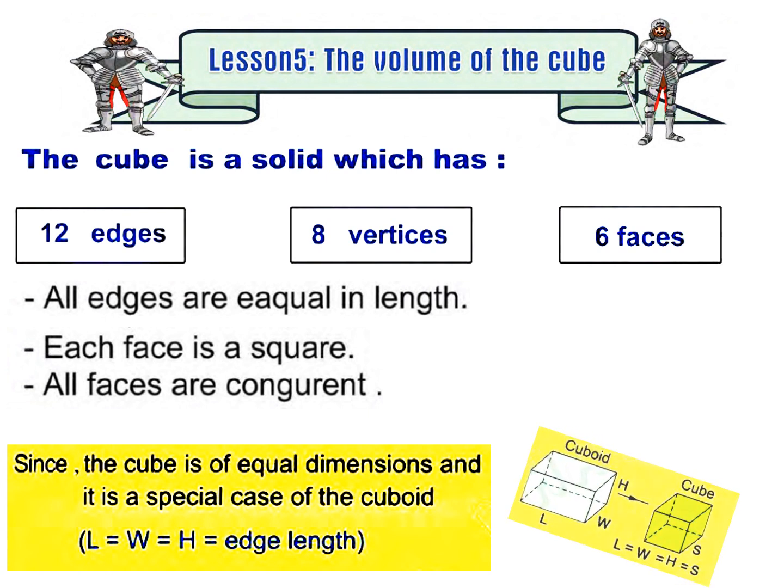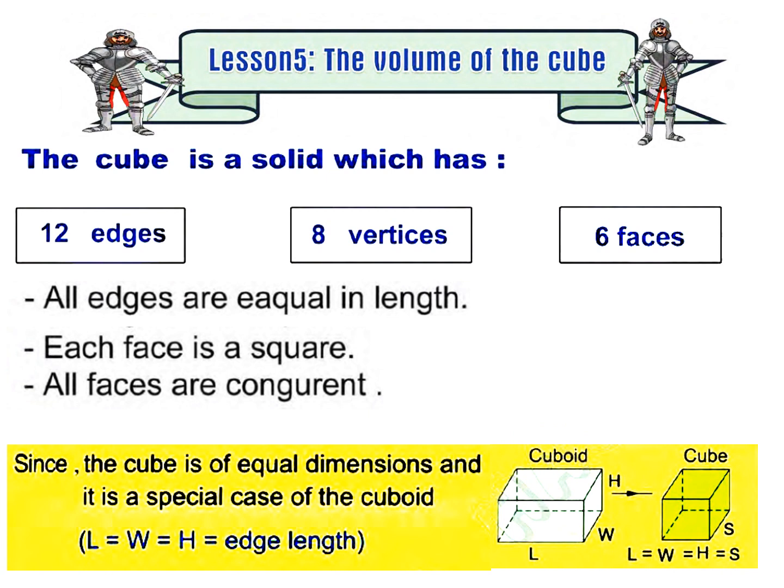This is the shape of the cuboid. The cuboid has 3 dimensions: length, width and height. In the cube, the 3 dimensions, length, width and height, are equal in length, called the edge length. I denote it by the symbol S. So the cube is a special case of the cuboid, has 6 faces that are congruent and equal in area, has 12 edges that are equal in length, and its length, width and height are equal, called S.